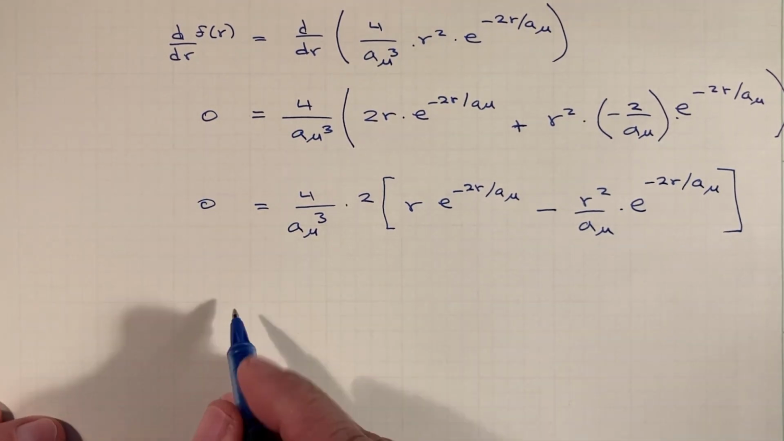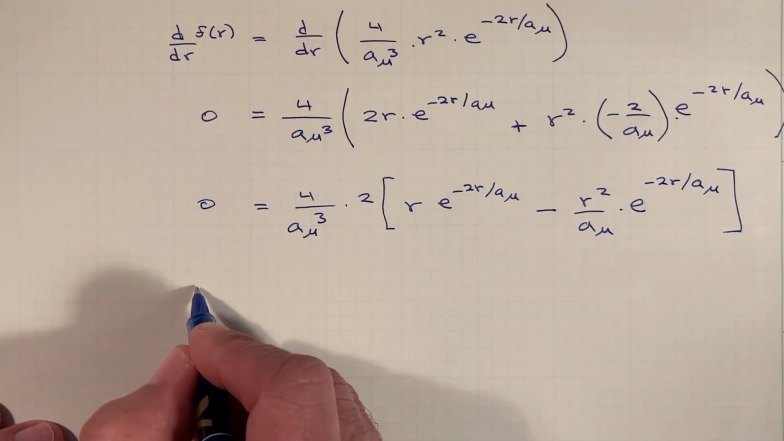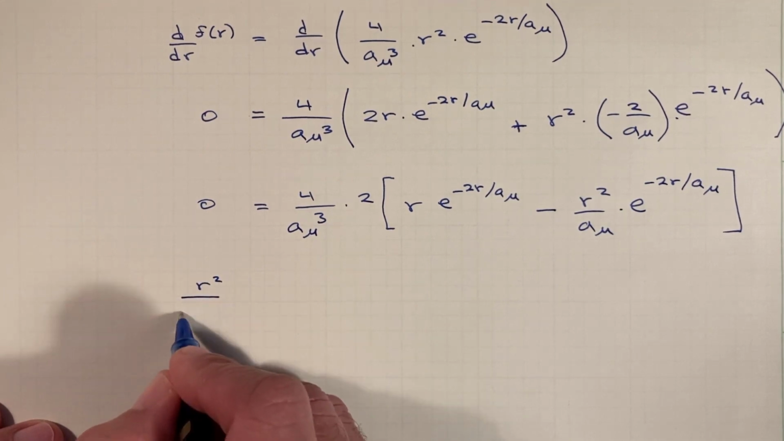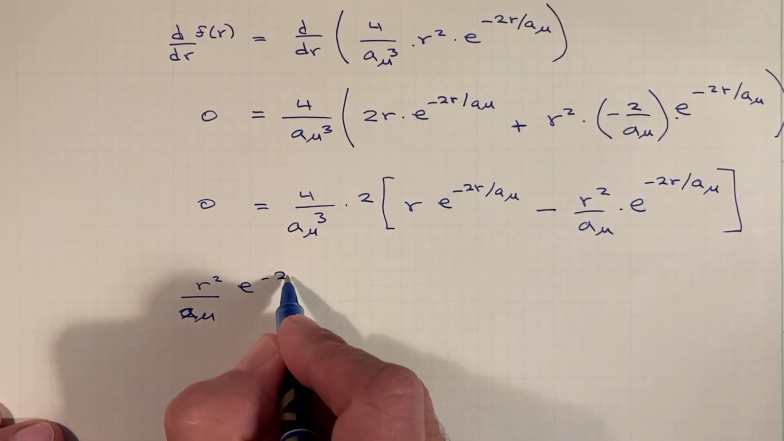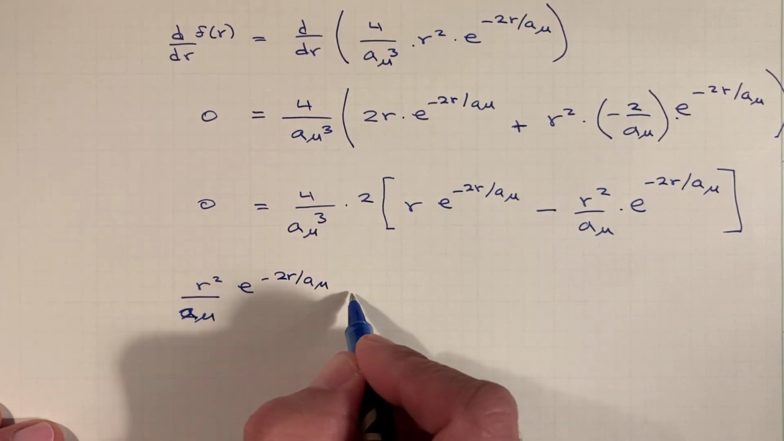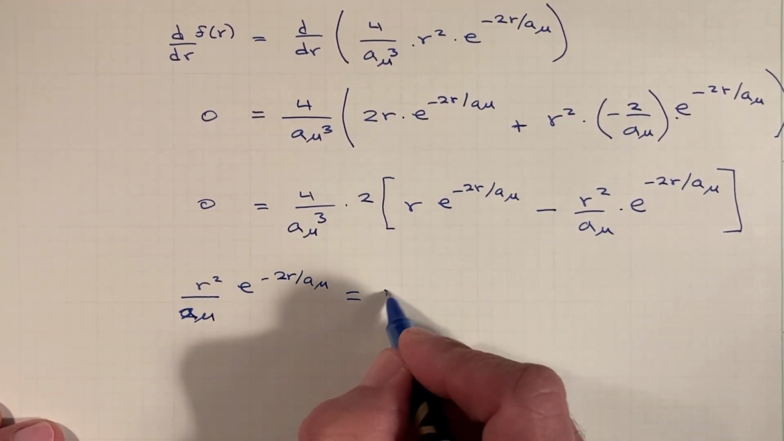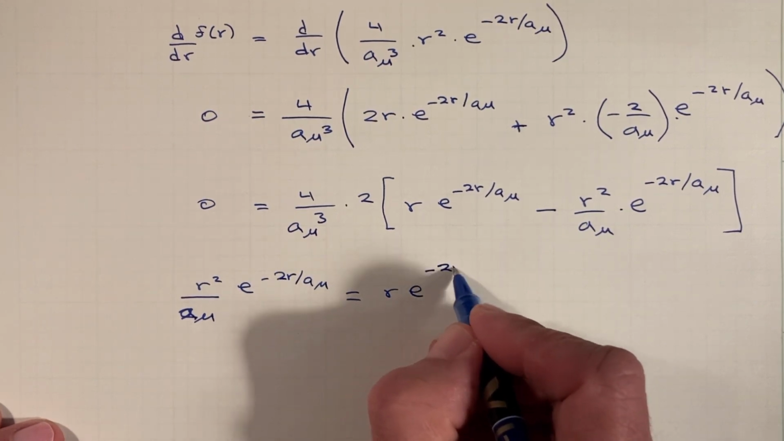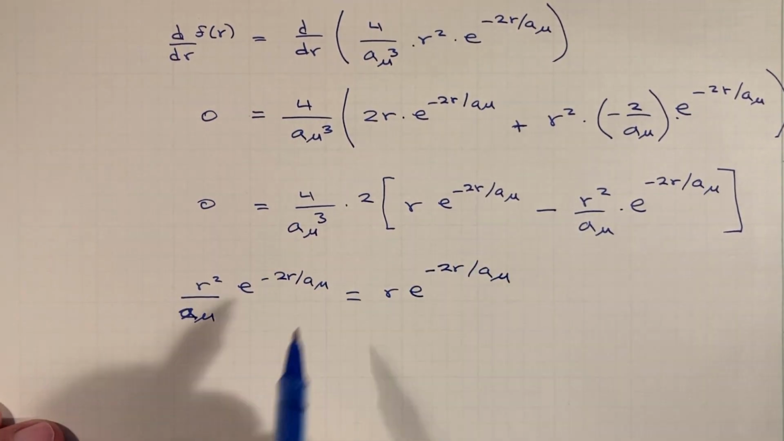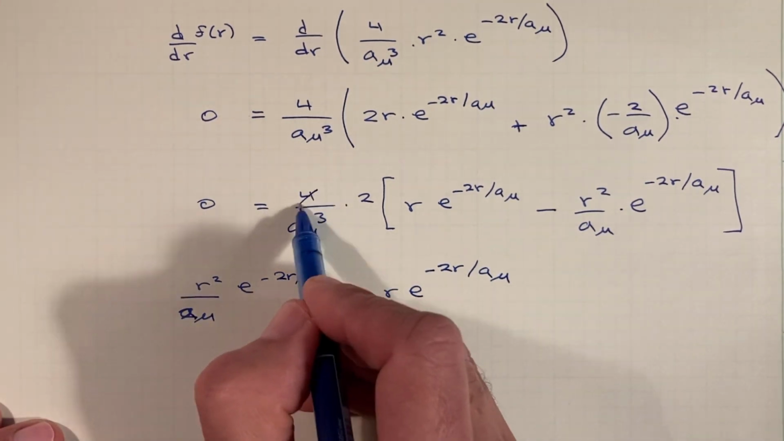We put one expression to the other side, to the left-hand side, and we come up with r squared over a sub mu, e to the minus 2r over a sub mu, equals, on the right-hand side, r e to the minus 2r over a sub mu. Notice that what we've done here is a little bit of combining.